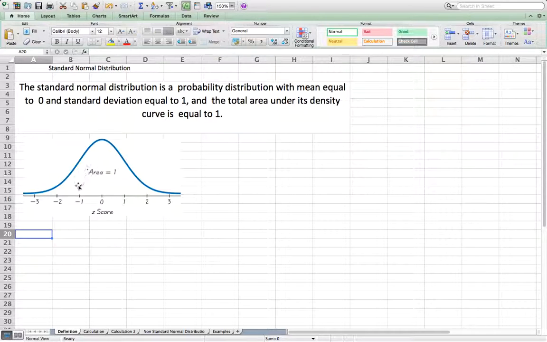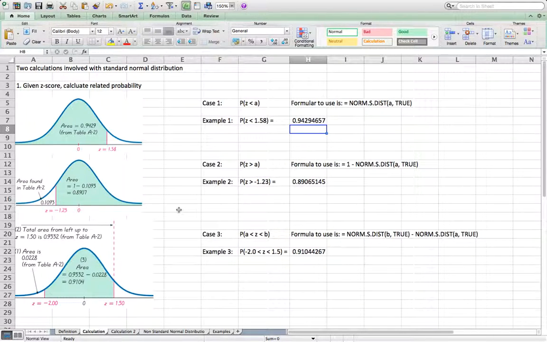The picture looks like this. You notice that the mean is always in the center of this picture, and the scale is the standard deviation. There are two kinds of calculation involved with the standard normal distribution. One is, given a z-score, calculate the related probability. We have three cases here.